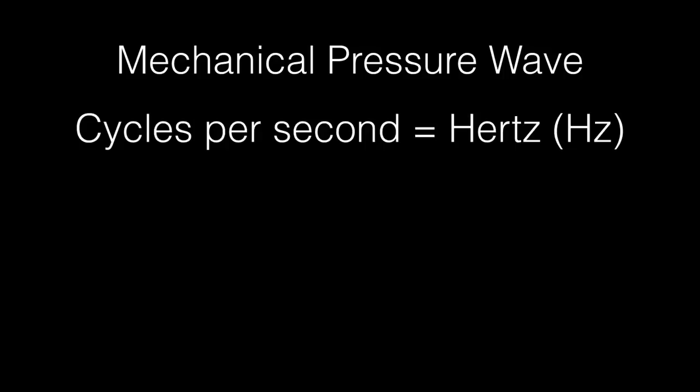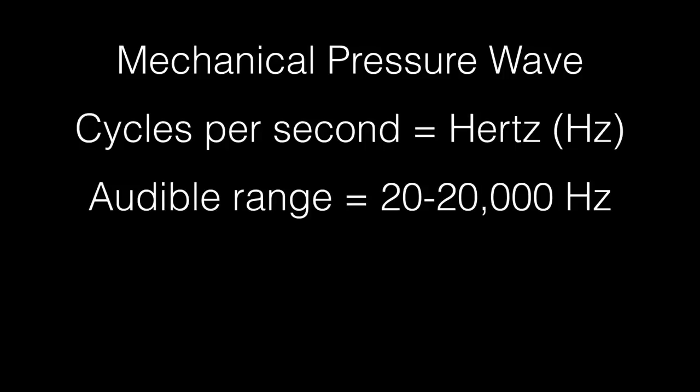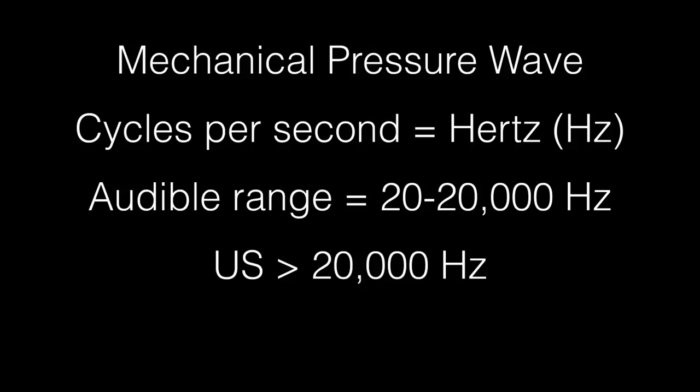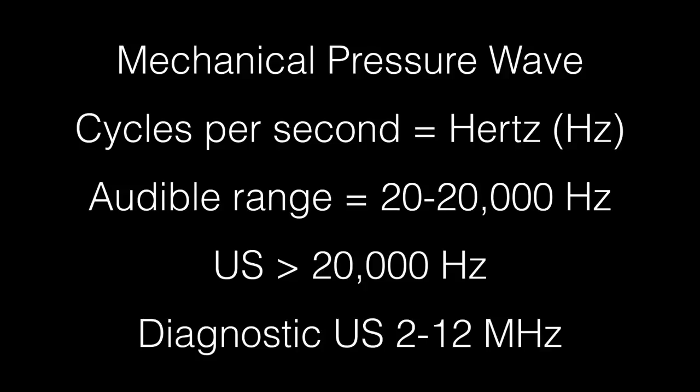It is sound and it's a mechanical pressure wave. It's measured in cycles per second or hertz. Audible range of sound is 20 to 20,000 hertz, but ultrasound is anything above that level. Commonly, you'll run into diagnostic ultrasound in the 2 to 12 megahertz range.